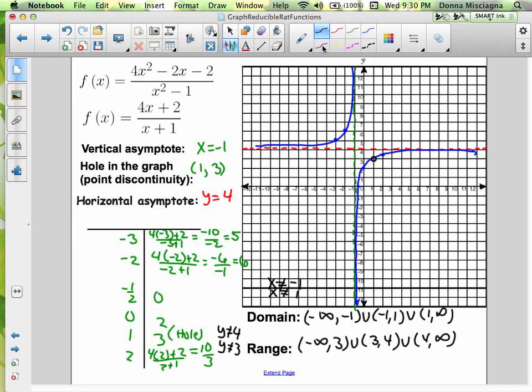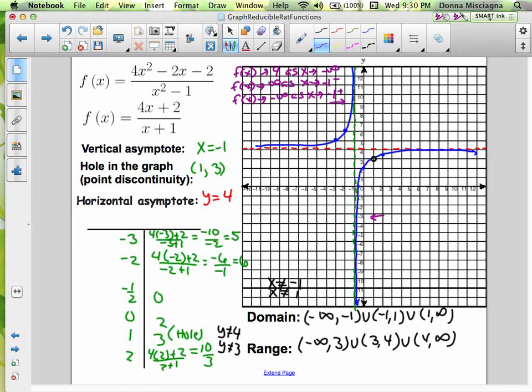Let's do end behavior. So the hole is not going to have any impact, by the way, on end behavior. So our function is going to approach the horizontal asymptote. So our function approaches 4 as x approaches -∞. As we get close to that vertical asymptote, as we come from the left, f of x approaches infinity as x approaches -1 from the left. As we come from the right, f of x approaches negative infinity as x approaches -1 from the right.